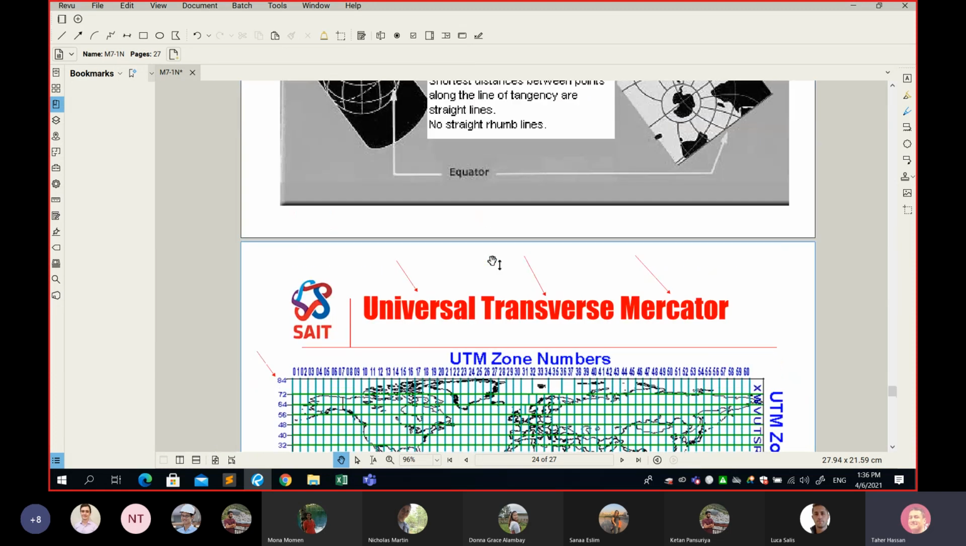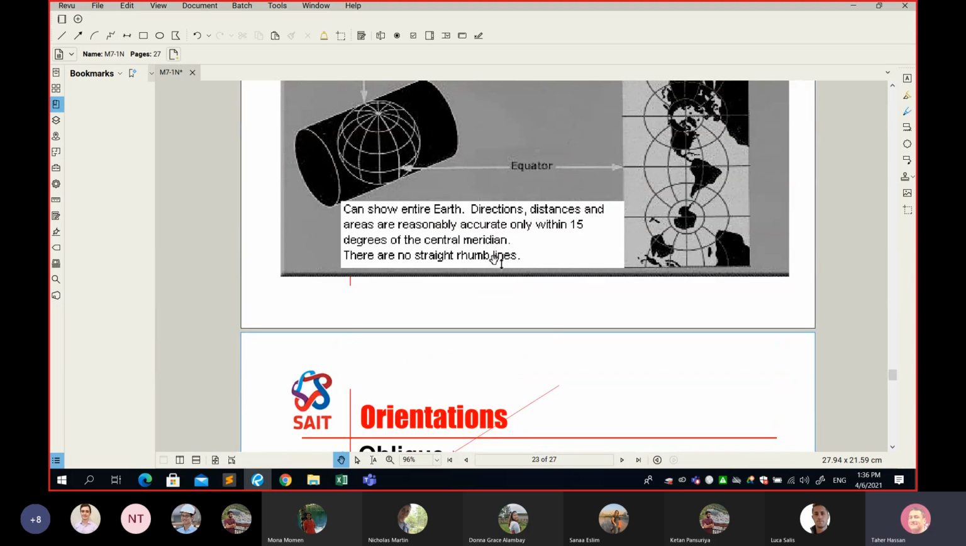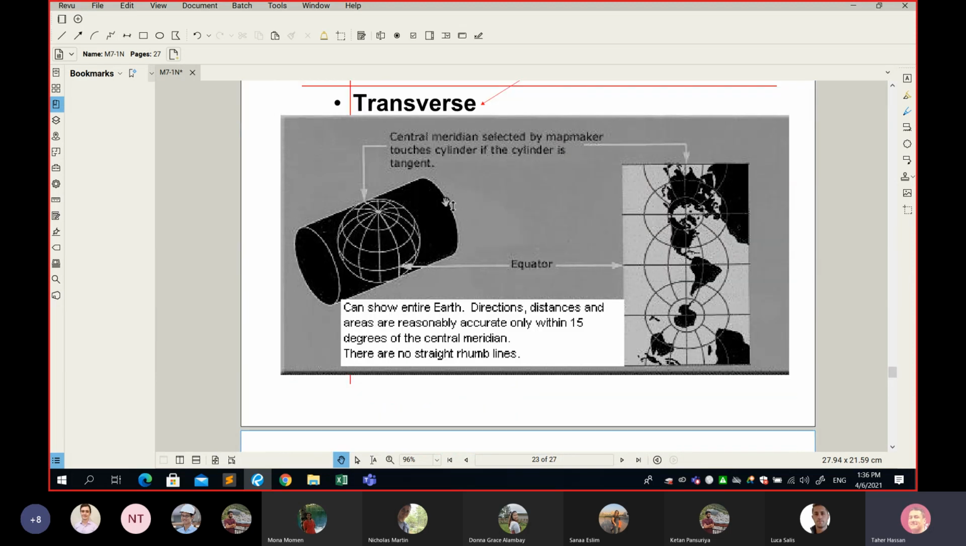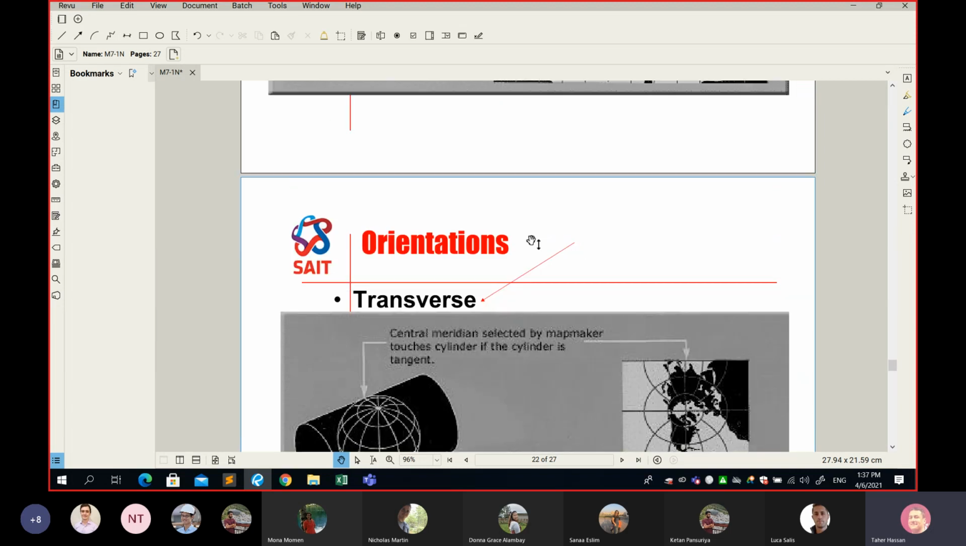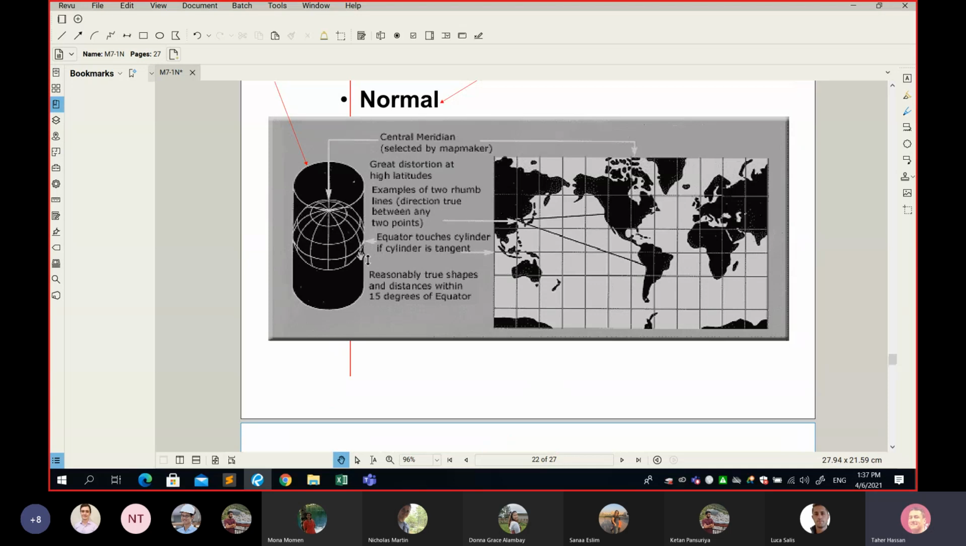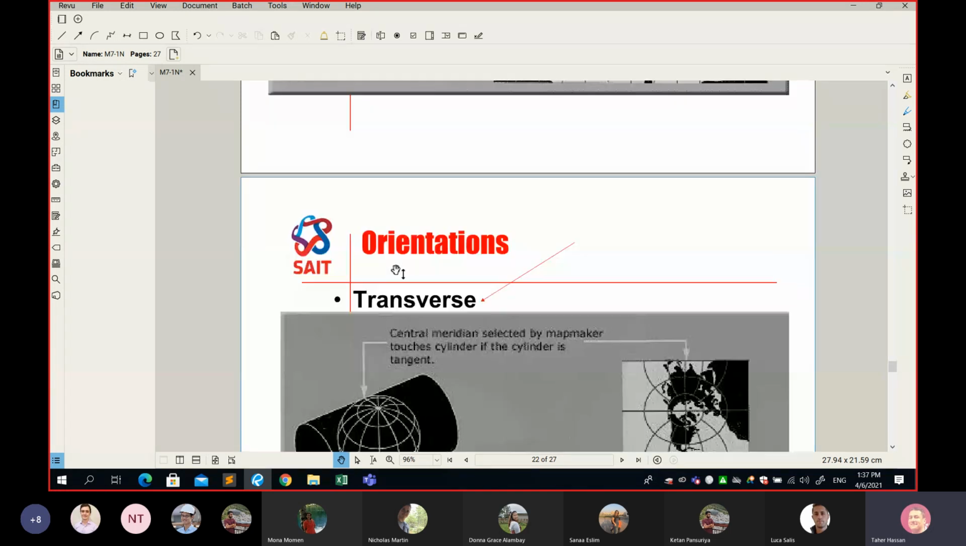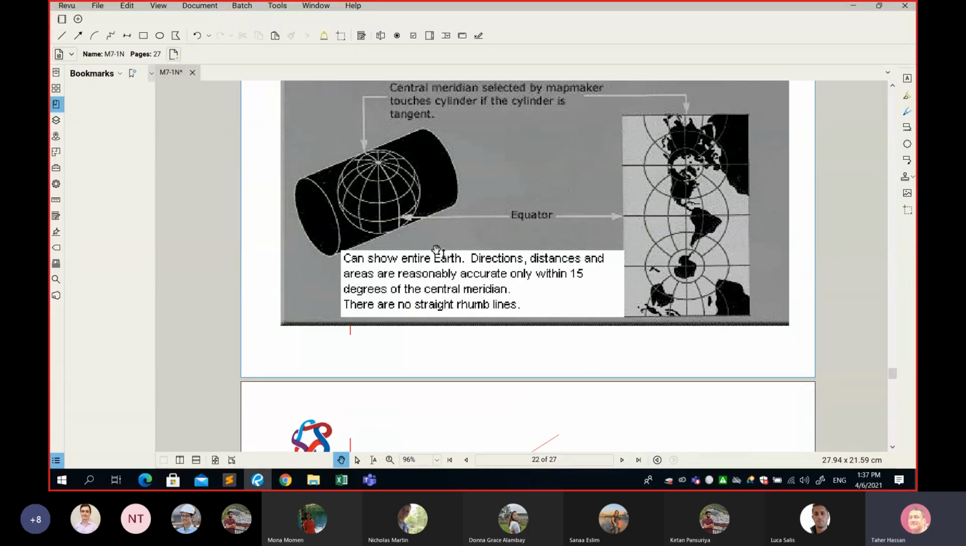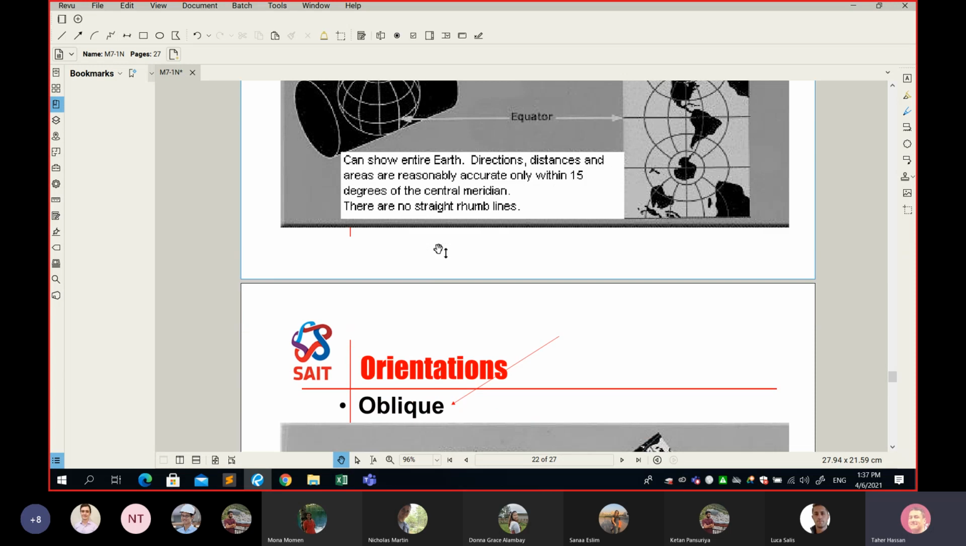And you can see what happens. Let me remind you. I need some help, please. When we rotate the cylinder by 90 degrees, when the cylinder is in the normal position, where does it touch our ellipsoid? The equator. How about if we rotate by 90 degrees? I'll give you the answer for the sake of time. It simply touches the ellipsoid in a meridian, okay? And then we call it the central meridian.